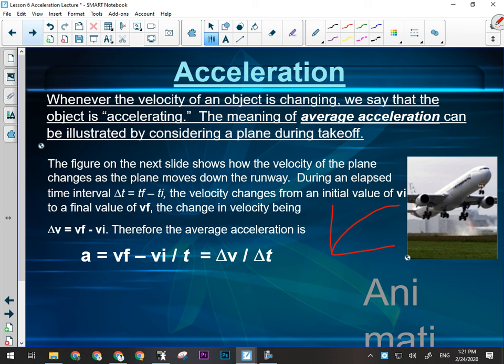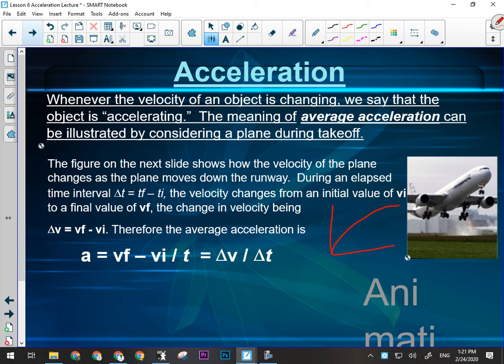A plane is better because a plane doesn't have gears. It simply rotates the engines faster and faster, producing thrust that gives it a pretty linear rate of acceleration until it starts using the wings for lift, and then of course it slows down a little bit. But as it's accelerating along the runway, it's much more linear than a car's acceleration is.